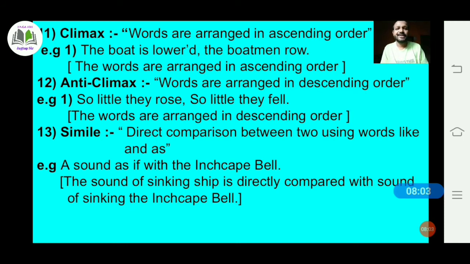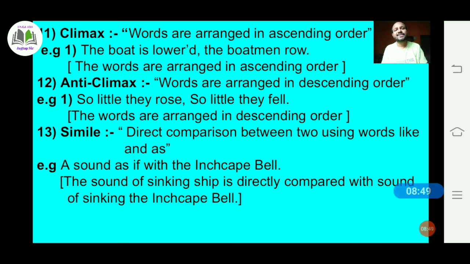Figure of speech number 13 is simile. And you know very well, we already learned it last year also. What is simile? Where a direct comparison is made between two things, using words like "like" and "as". See in the example, a sound as if with the Inchcape bell. Here the sound of the sinking ship is directly compared with the sound of the Inchcape bell, a direct comparison between two objects. That's why this is an example of simile.